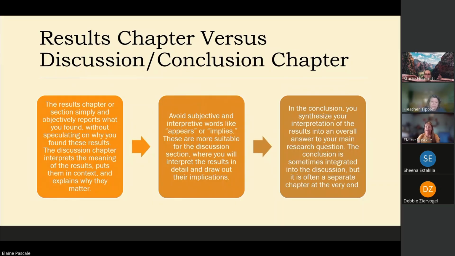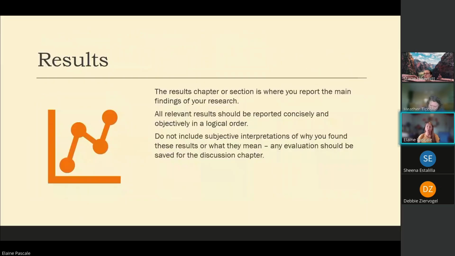No explanation of why. You will have that opportunity in the discussion. You will be able to explain what happened. So you're reporting the main findings. Everything is reported concisely and objectively and in a logical order.